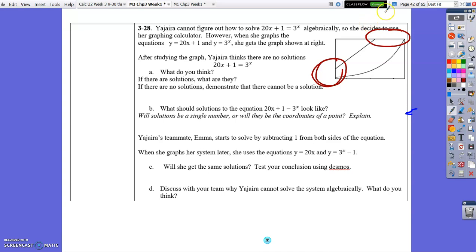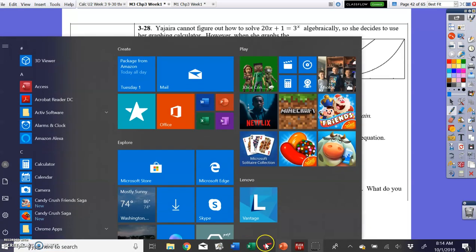So what we call this is a problem of the viewing window. And that means that there probably are solutions. They're just not in my picture. And so to find them, I need to change my picture. So I think, yes, there are solutions. And to find them, I'm going to go ahead and head over to Desmos.